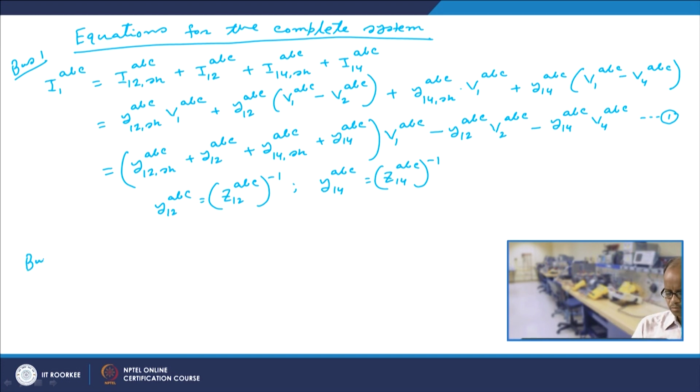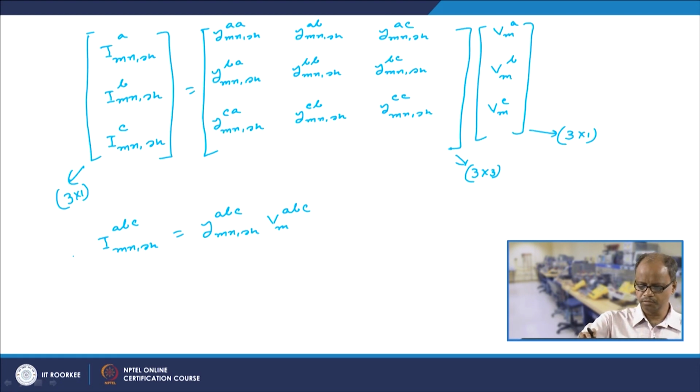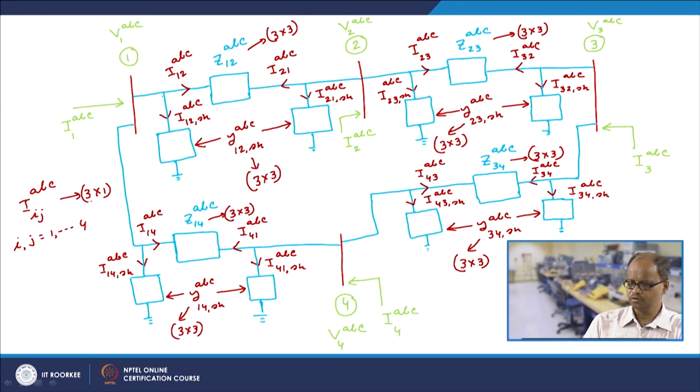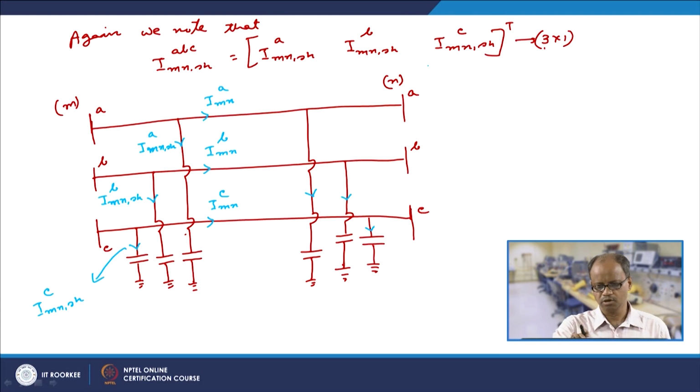At bus 2, so at bus 2 what would be the currents? At bus 2, if I look at this picture, I2 ABC would be equal to this current plus this current plus this current plus this current. So, we can write down I2 ABC is I21 shunt ABC, I21 ABC, I23 shunt ABC and I23 ABC.